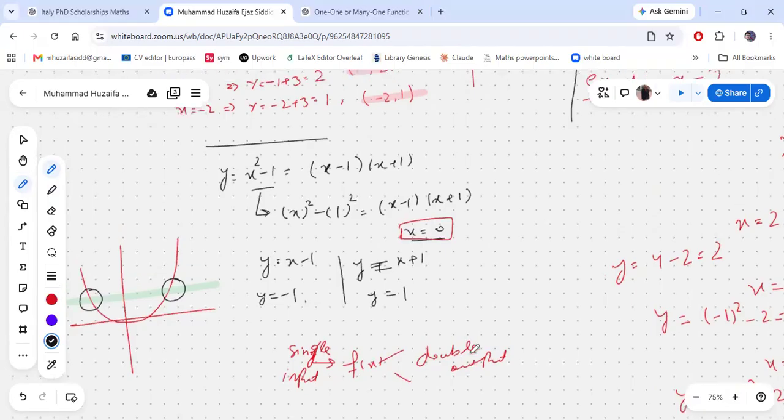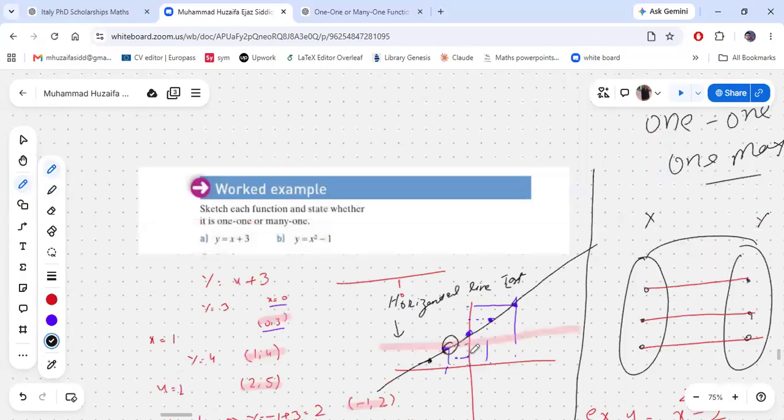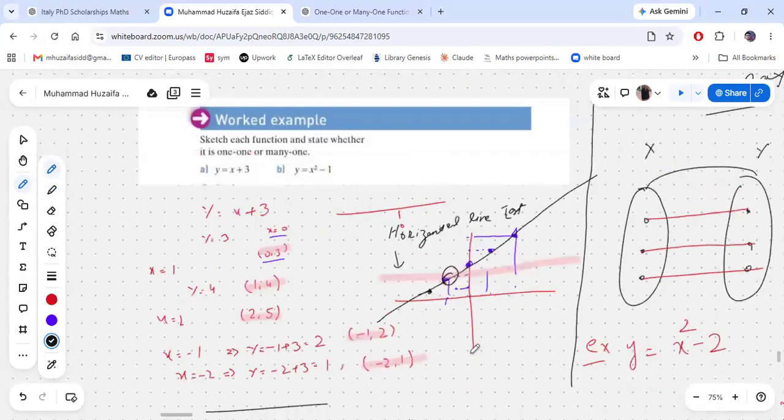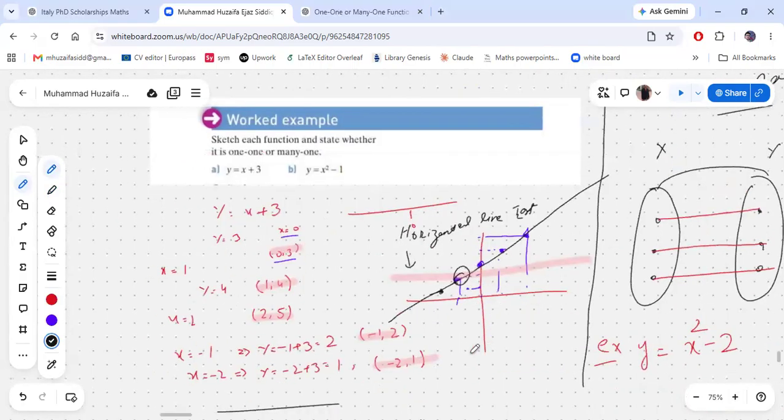Okay. So any confusion from these two problems? No, sir. No confusion. Okay.